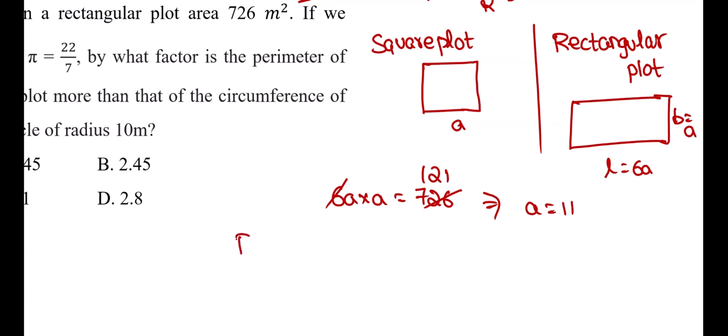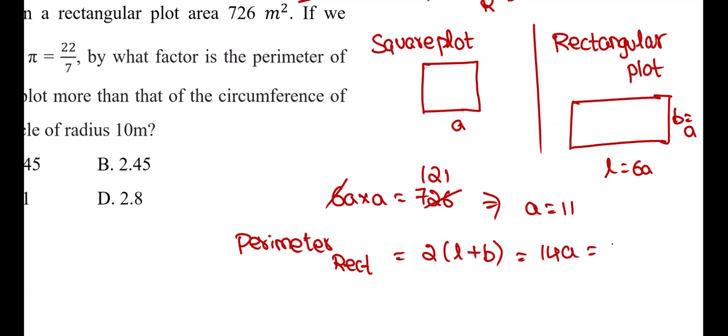Now what is the perimeter of that rectangle? 2 into L plus B, I agree, but here L and B values are 6A and A, 7A, 14A, which is 154. This is perimeter of rectangle, 154 meters.